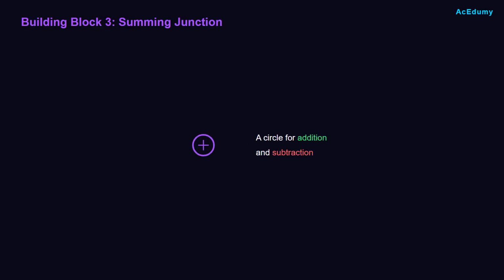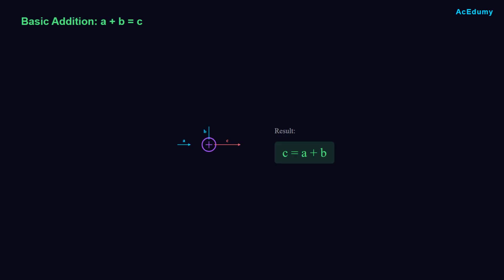The third building block is the summing junction, shown as a circle. This is how we represent addition and subtraction in block diagrams. Let's start with basic addition. If signal A and signal B both enter the circle and C exits, then C equals A plus B. The arrows pointing into the circle indicate what gets added together. The arrow leaving the circle shows the result.